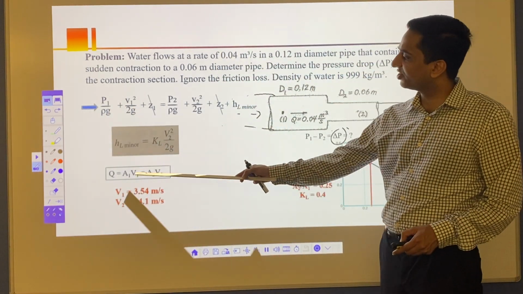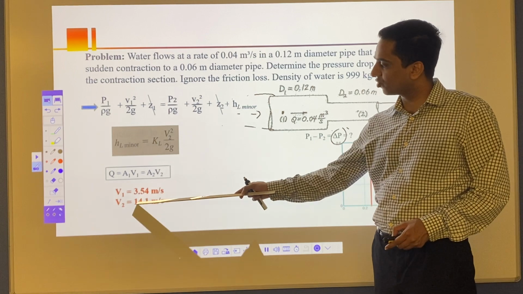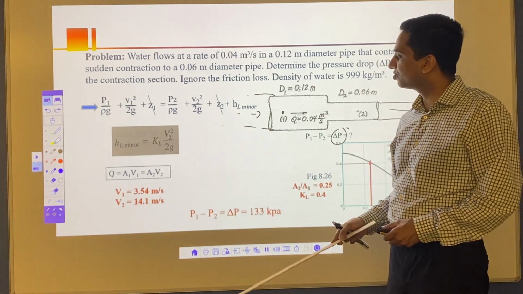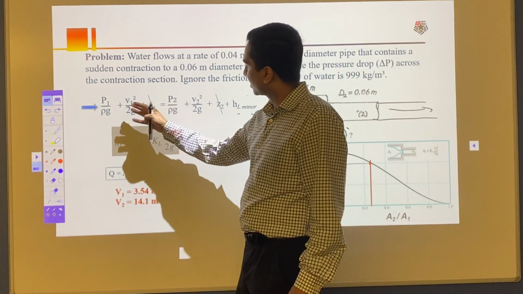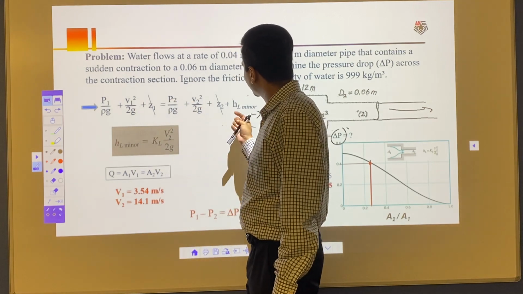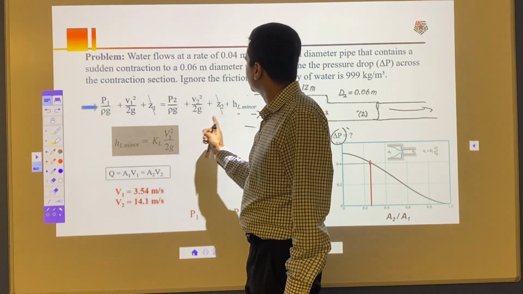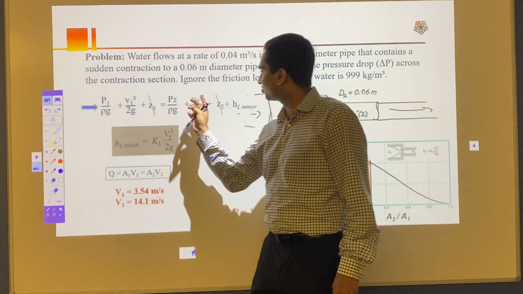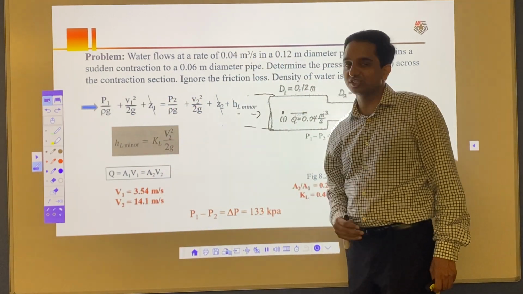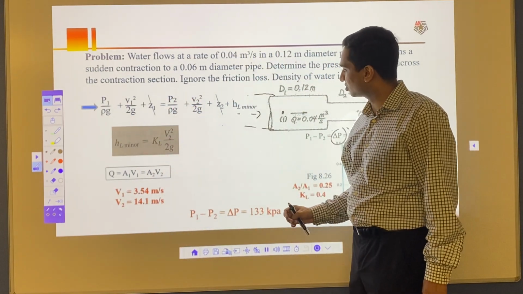So here the velocities you get are 3.54 and 14.1. Now all you have to do is put these velocities back in here, and then you will get your HL minor. You can calculate HL minor, put that in here, and then you will get P1 minus P2, which is around 133,000 pascals. So that's the answer that I am looking for.